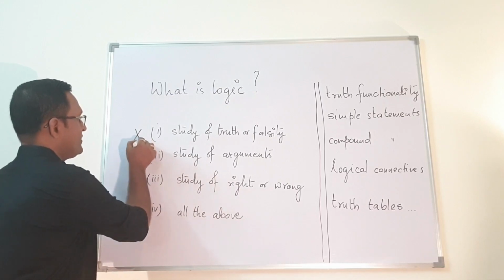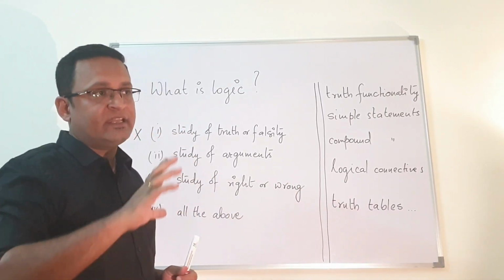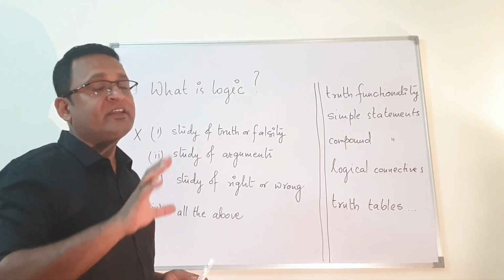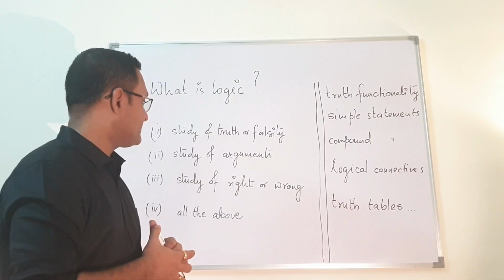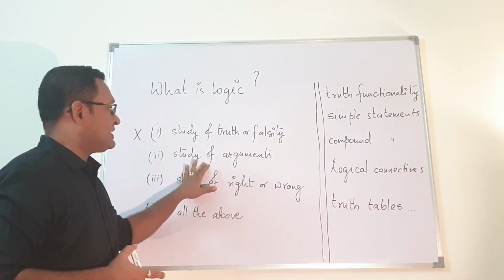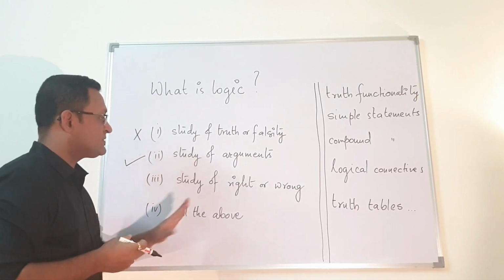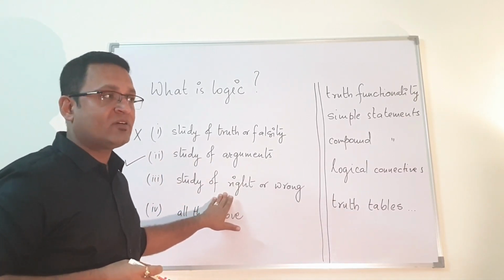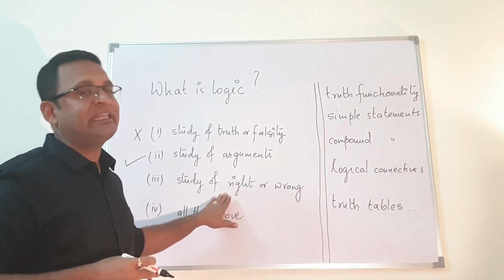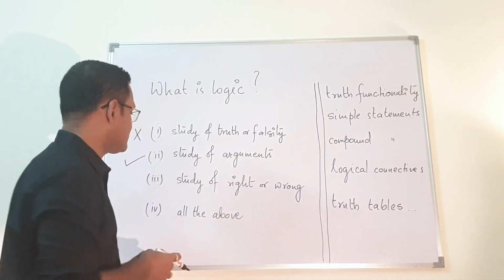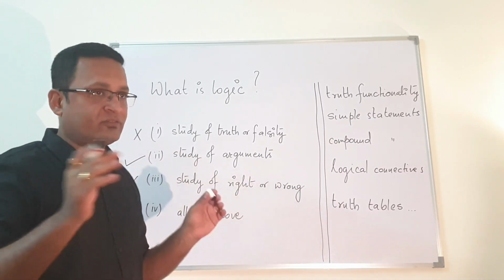This is not the right option because logic is not concerned with truth or falsity, and as you have seen in the notion of validity or invalidity, we are more concerned with the form or the structure of an argument, right? Logic is the study of arguments. Definitely it is the right answer. Why is it not the study of right or wrong? Because it is not concerned with any act, right? So we are not dealing with any kind of act, and therefore this option and this option also go out of our picture.